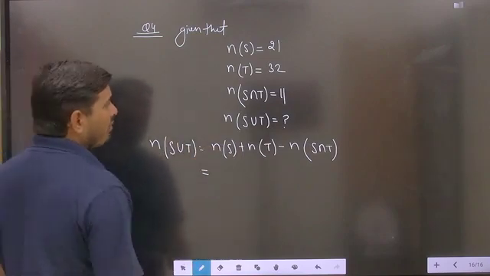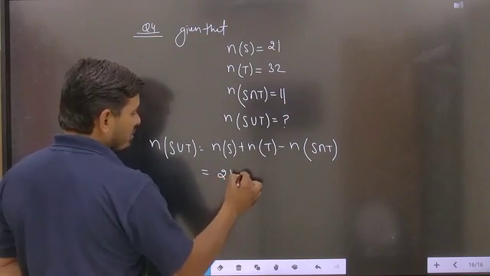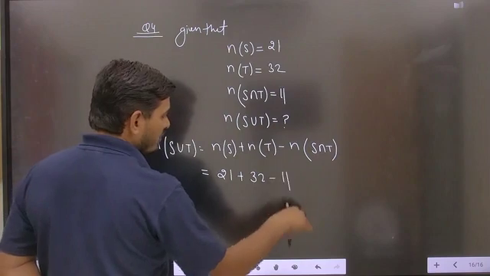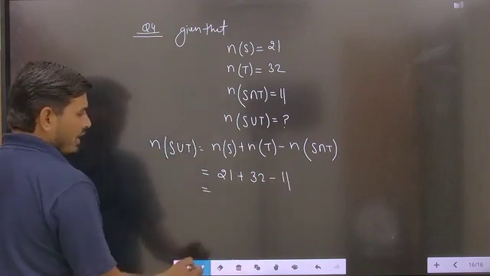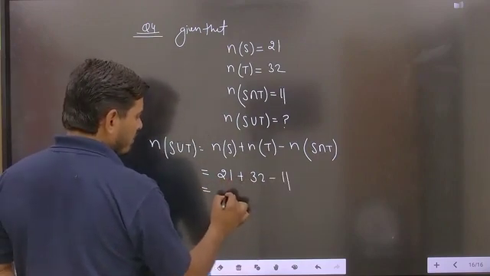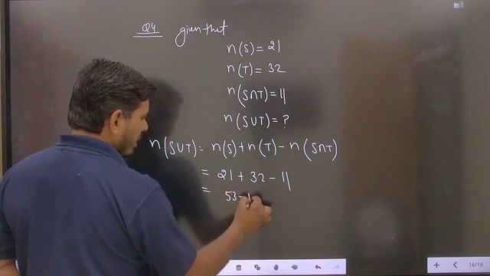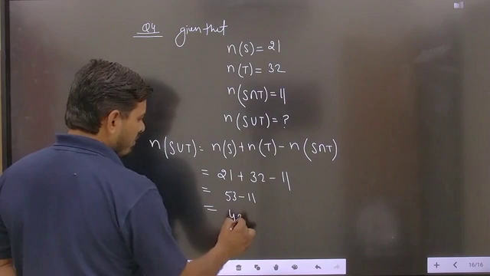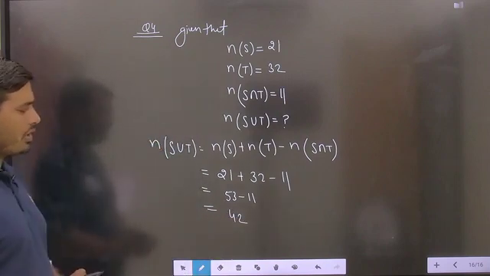So n of S is given as 21, n of T is given as 32, and this particular part is given as 11. So you can just add both parts first of all, then this will be 53, and 53 minus 11. Is it clear? So 53 minus 11 will become 42. Is it clear?